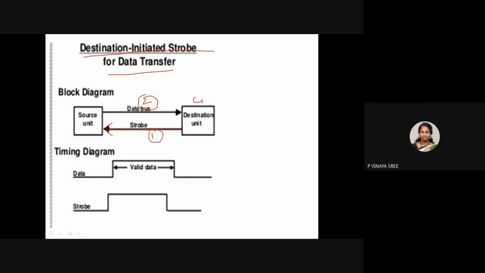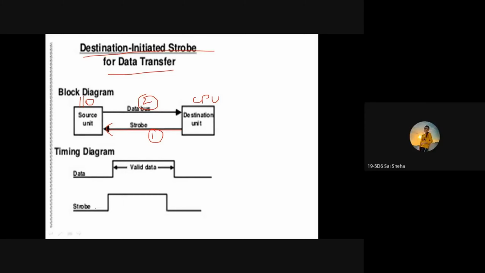Consider that here it is the CPU, and here it is an IO device. The CPU will say that I'm ready to accept the data by giving a control signal. Upon receiving it, what will the IO device do? The IO in this case is an input device, so the input device will place the data in the data bus, and the CPU receives the data. So this is about destination initiated transfer. Now based on this, which one has to be activated first, data or strobe?